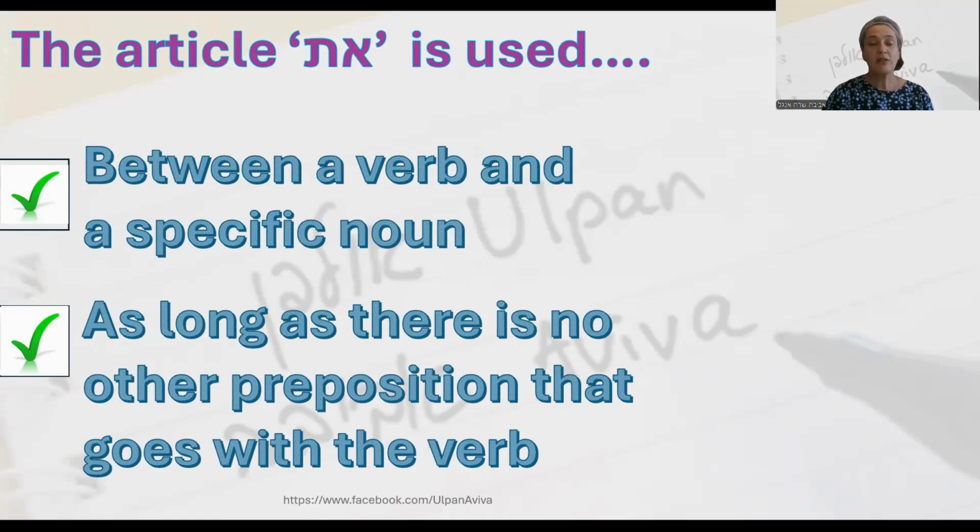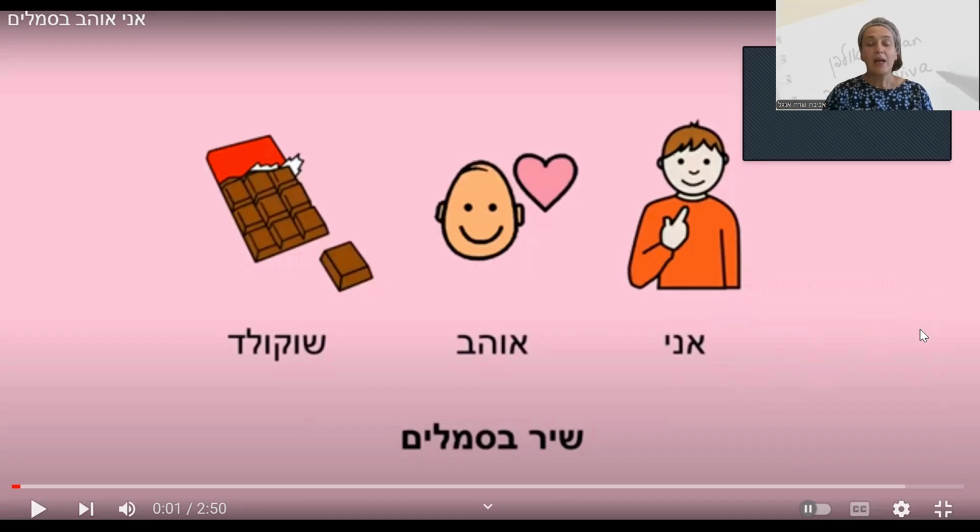In order to illustrate this, I would like to share with you a little children's song. This is a very famous Israeli song. It's called Ani Ohev Shokolad. Even from the title, you can see you've got the verb ohev, but there is no et after ohev because shokolad is just a general term. I like chocolate, any kind of chocolate.